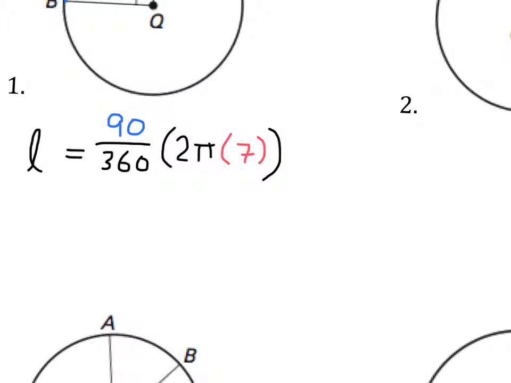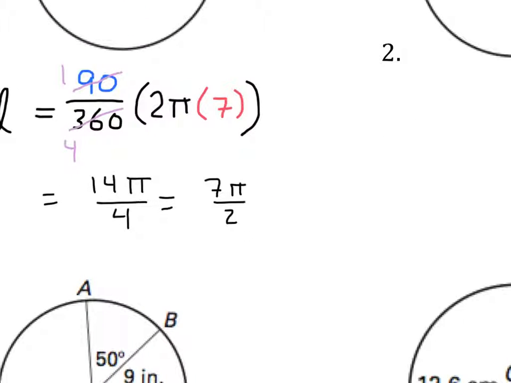Okay, now notice, many of you notice that, of course, this can be divided by 90, and this can be divided by 90. So effectively, we're looking for 1/4 of the circle. And of course, the 2 times 7 is 14. So I can get 14 pi over 4. And again, I can reduce one more time, divide by 2. 7 pi over 2. Now that's my exact answer. And I'm using inches here.